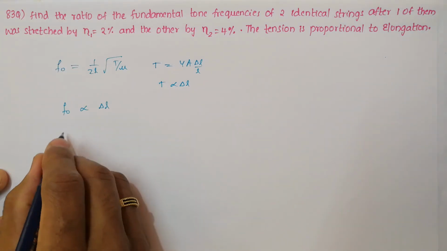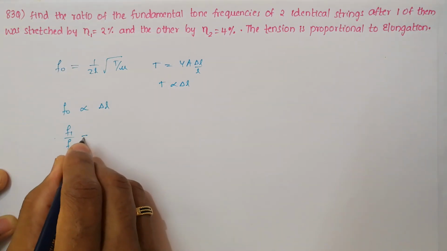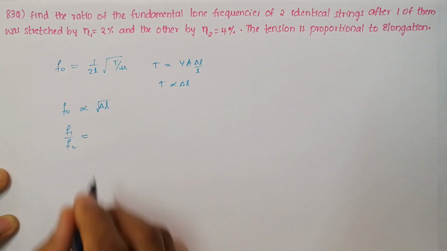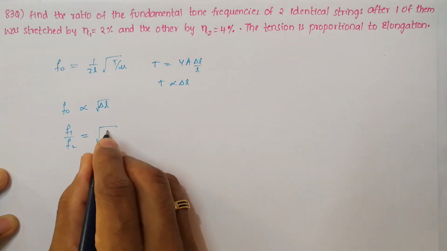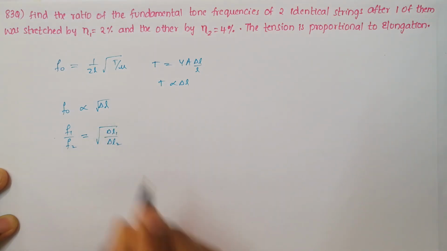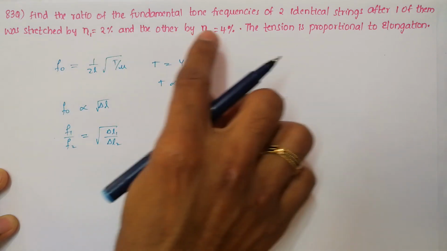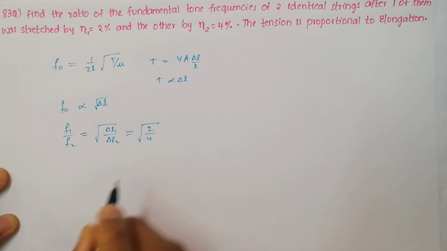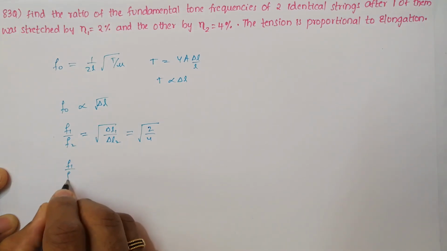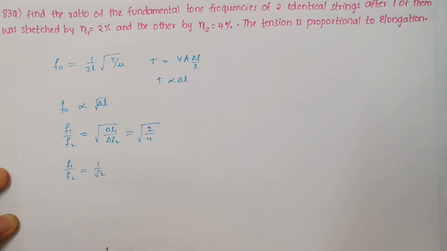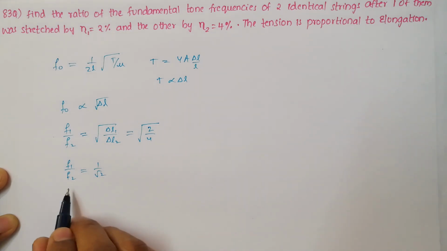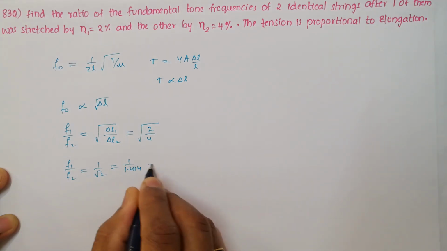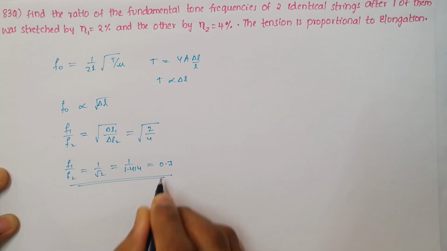So from here, f0 is directly proportional to under root delta L. So f1 by f2 will be under root of delta L1 by delta L2. Now this is stretched by 2%, this is stretched by 4%, so this will be equal to under root 2 by 4. From here I'll get f1 by f2 as 1 by root 2. And he's asking for the ratio, so 1 by root 2 will be 1 by 1.414, which is 0.7. So this is how to solve the question.